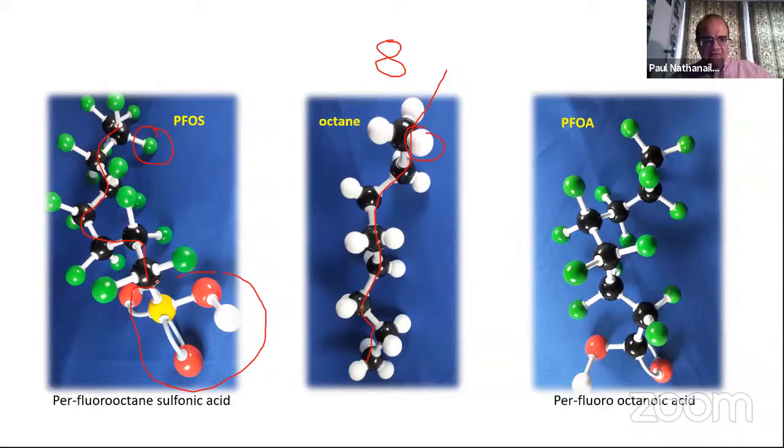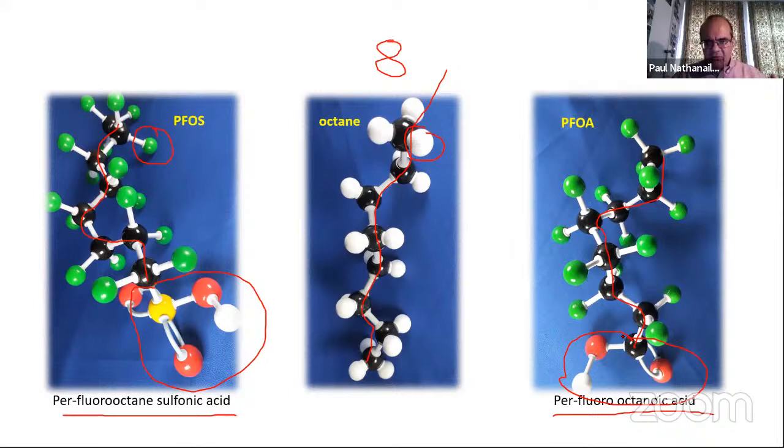What makes PFAS interesting and challenging is the structure of that molecule. So this is PFOS, perfluorooctane sulfonic acid. And on the right, you have perfluorooctanoic acid. So again, we have the 8 carbons, but a different functional group at the end that makes this particular substance an organic acid. So PFOA and PFOS are the 2 famous substances in the PFAS family.